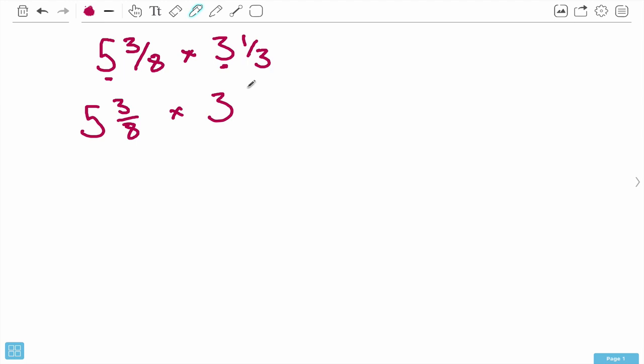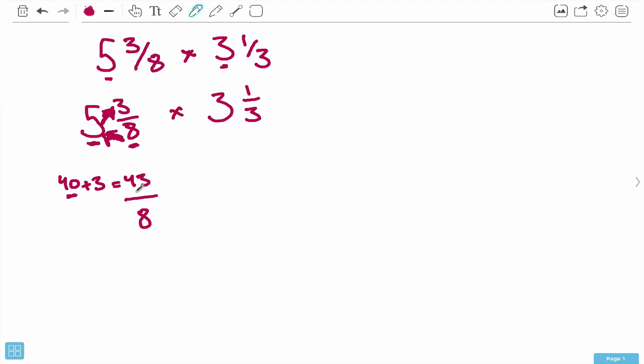3 1/3. Now you're going to multiply the denominator times the whole number. So right here, 5 times 8 equals 40. And whatever the total is, you're going to add the numerator. So 40 plus 3 equals 43/8. Do you see how we did that? 8 times 5, denominator times whole number, and then that comes to 40, and 40 plus 3. So 43/8.